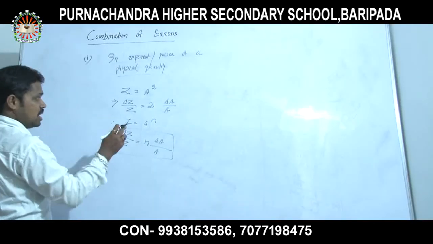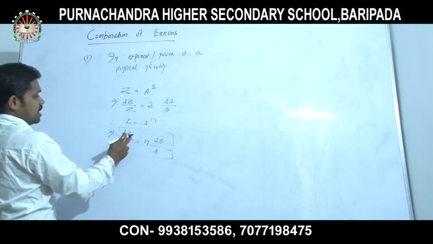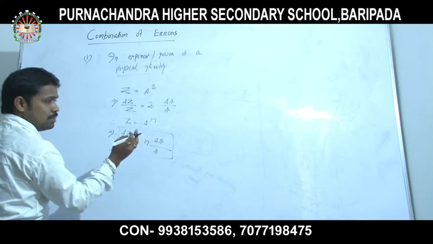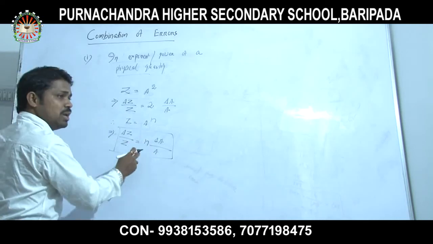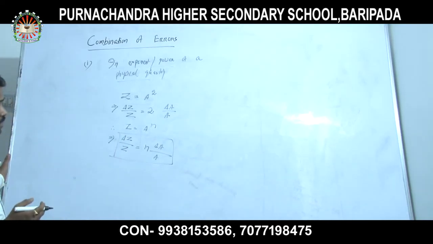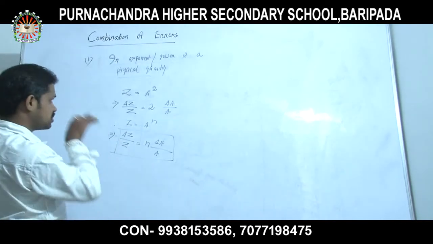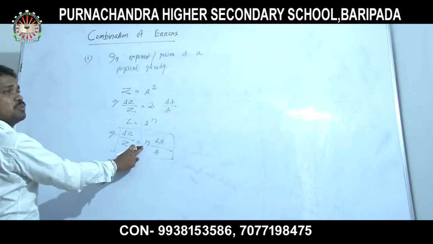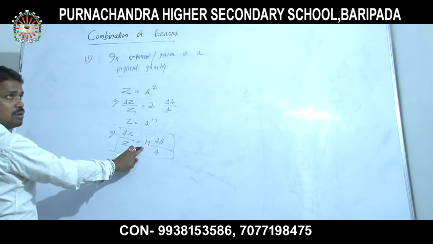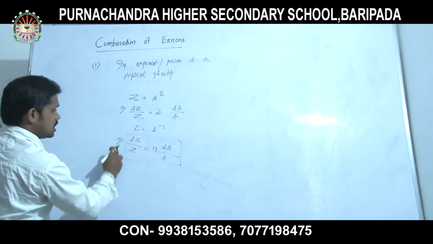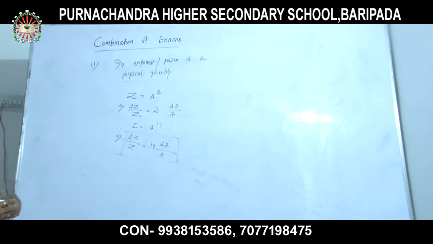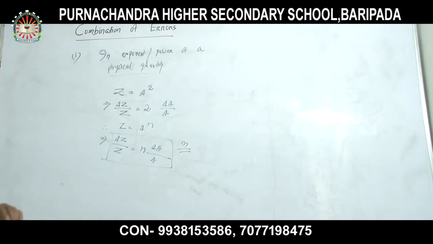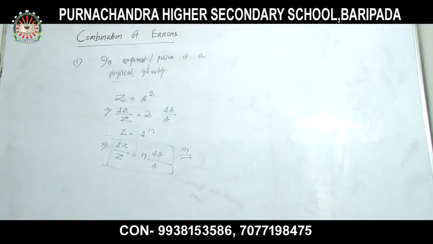So in general, z is equal to a to the power n, so del z by z is equal to n del a by a. Clear? The n value can be 1, 2, 3, 4, 5. This is my power. Clear all of you? That means whatever the power of that physical quantity, that power will come as the coefficient here. So this is how you can find out the combination of errors. This is my formula here. Listen very carefully. Understood all of you? Okay.